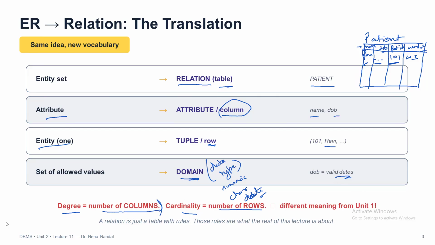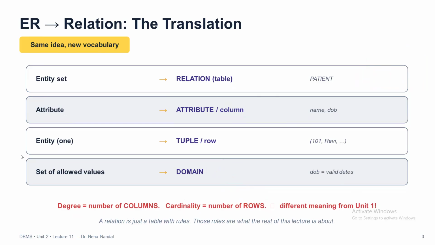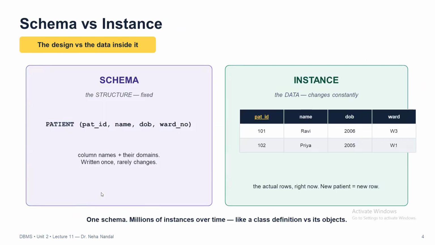Correct. Now let us see. We are moving further to convert our ER design into a relational model. That is our table. Now comes this term. We have already discussed it in the previous videos also: schema and instance. So what is schema? Just a repetition, because now we are talking in terms of tables.